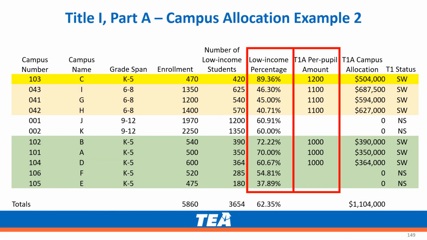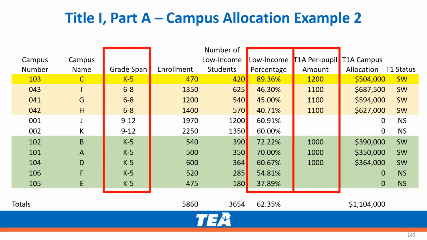In this second example, the LEA has arranged its campuses to show the grade spans more clearly. The campus that is above 75% poverty is ranked first, regardless of grade span, with an amount of $1,200 per low-income student. The LEA then serves its middle schools at $1,100 per low-income student and its elementary schools at $1,000 per low-income student. Again, this LEA chose not to serve its high school group.